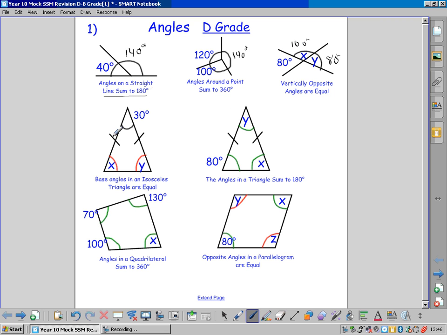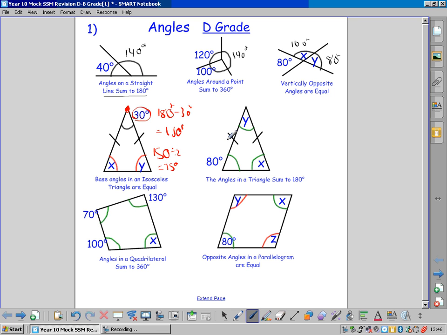Isosceles triangles are triangles where two of the sides are equal. When you have an isosceles triangle, you look to see where those two equal sides meet. Here they meet at the top, and the other two angles are equal. So to find these two angles is two steps. The first thing you do is you do 180, take away this top degree, which is going to leave you with 150 degrees. The second thing you do is you divide by 2, because these two are equal. So 150 divided by 2 is 75 degrees.